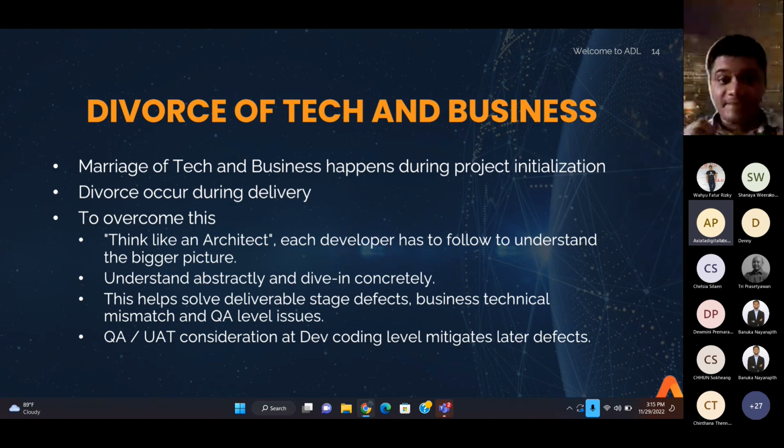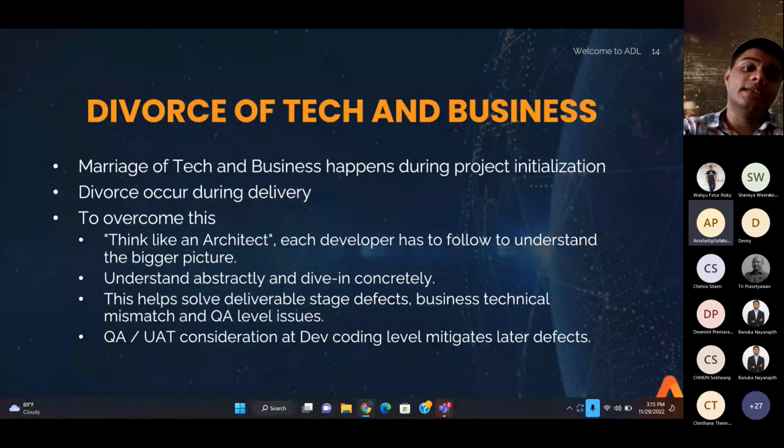So therefore, the importance is dev level understanding at abstract level and proper implementation of coding level mitigation, because if they understand the business completely, they will be able to write tests, then write code. So that will help ensure that the divorce of tech and business does not happen.